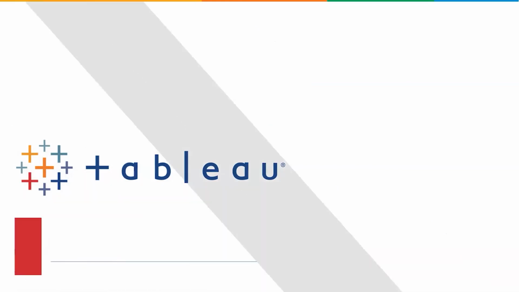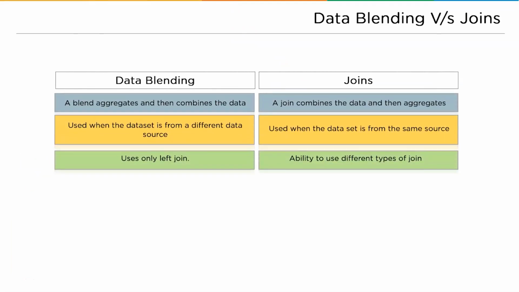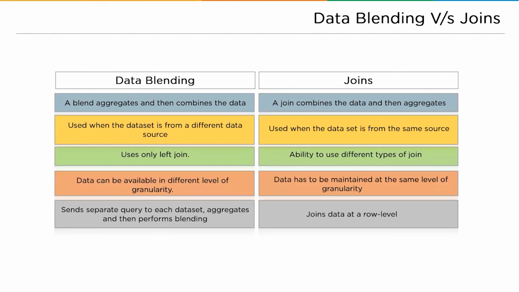Now the next part in our tutorial today is the data blending versus joins. So what are the differences between data blending and joins? So this particular short data table should explain the differences between them. So in data blending, the data gets aggregated first, then the data gets combined. But in joins, the data will be joined first or combined first, then the data is aggregated.